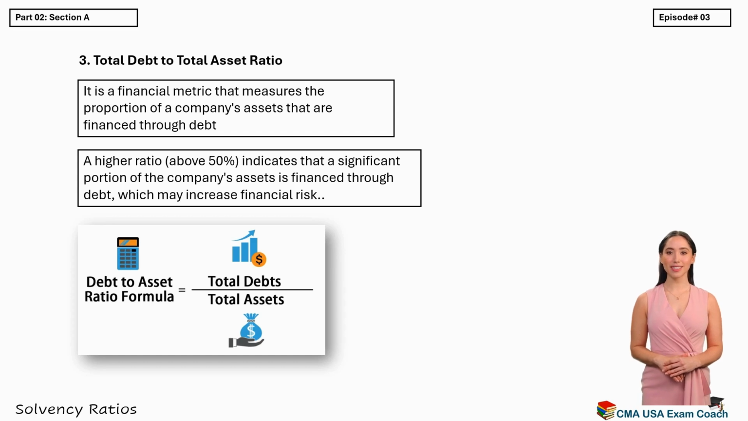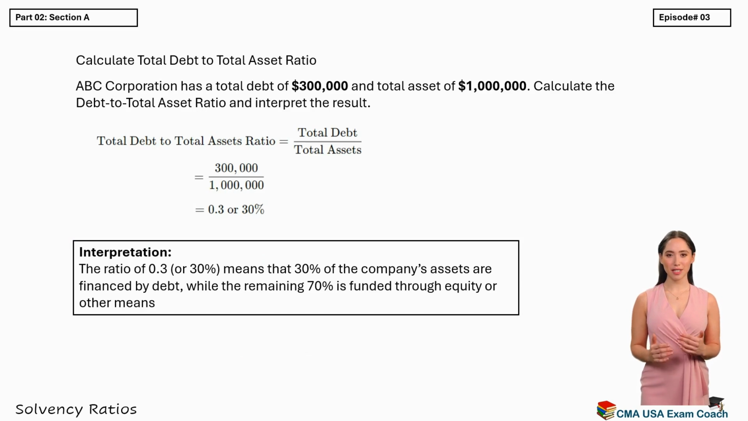Let's discuss a simple example to understand the total debt to total assets ratio. The question is, ABC Corporation has a total debt of $300,000 and total assets of $1 million. Calculate the total debt to total assets ratio and interpret the result. Now, applying the formula, total debt to total assets ratio equals total debt divided by total assets. Placing the given values, total debt to total assets ratio equals 300,000 divided by 1 million, equals 30%.